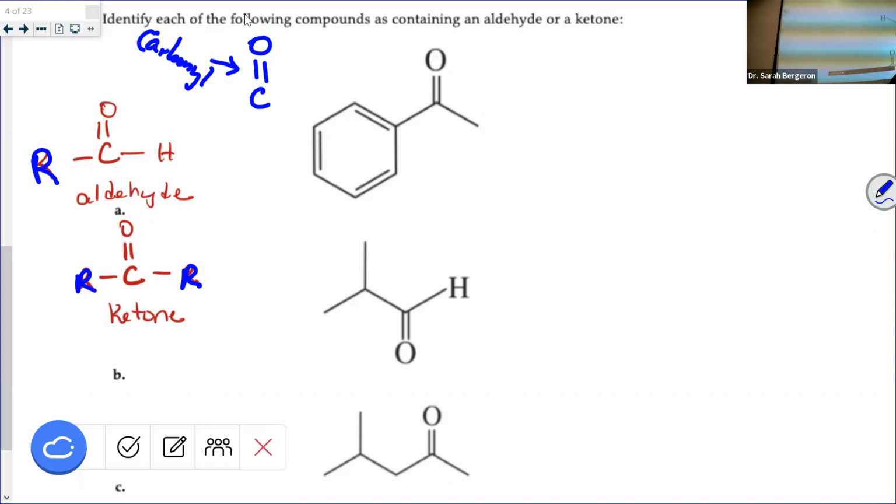Okay, so let's find our carbonyl. Whenever we're asked, is it a ketone or an aldehyde, we have to find our carbonyl. That's what's going to be common between both of them. So now we look at what's attached to that carbon of the carbonyl. One or 2 groups? 2. So this is an R group or a C. You could write whatever you want, R, C, whatever, as long as it's not a hydrogen. So this is a ketone.